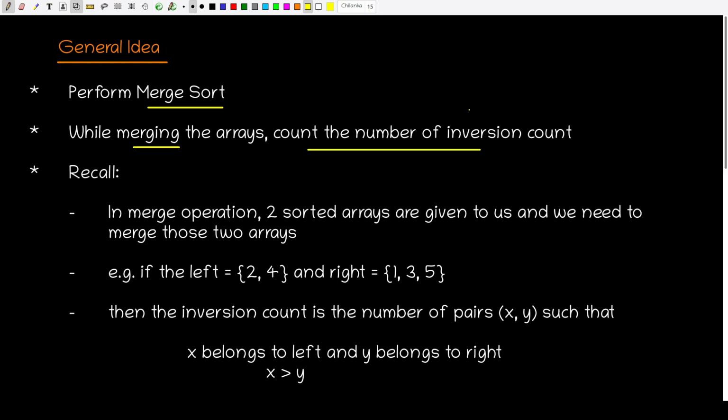Now let us do a quick recall on the merge sort operation. Within the merge sort operation, what we are interested in is the merge operation. As we know, in the merge operation, we are given two sorted arrays. Those two sorted arrays are, let's say, left array and right array. So let us say the left array is 2 and 4 and right array is 1, 3 and 5. As you can see, the left and right arrays are sorted.